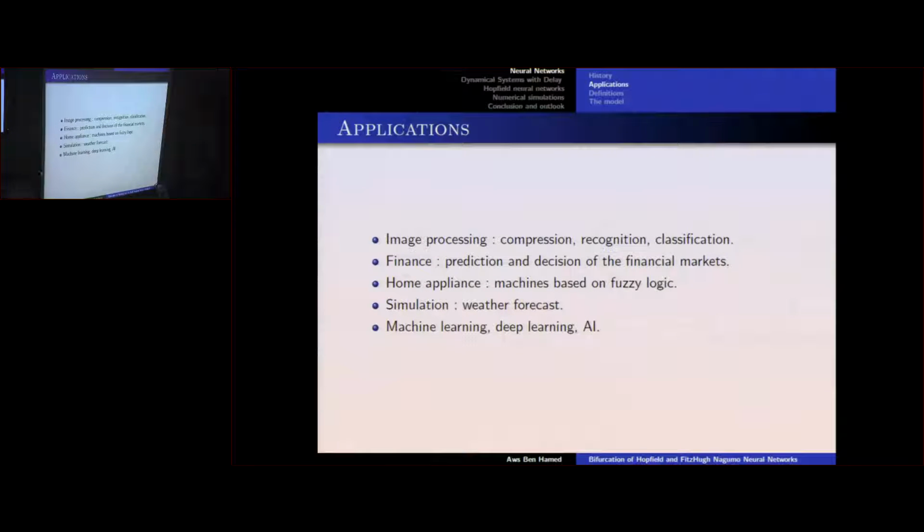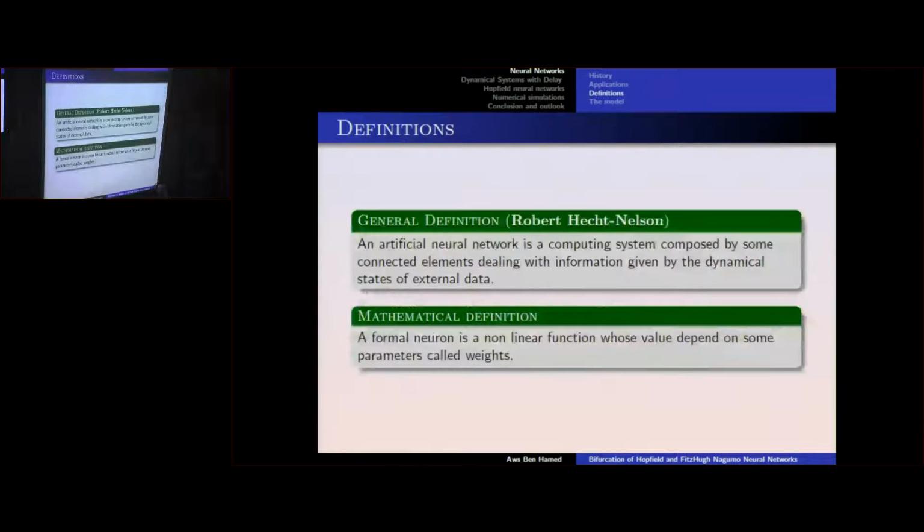About applications, we have image processing, finance, home appliances, simulation, machine learning, deep learning, and artificial intelligence. After that, we have some definitions. The first definition was made by Dr. Robert Hecht-Nielsen. What's an artificial neural network? It's a computing system composed of connected elements, processing information given by the dynamical states of external data.